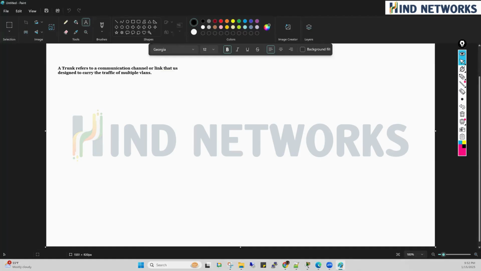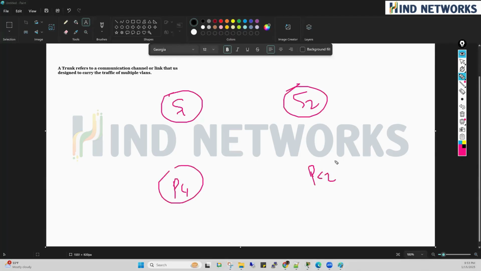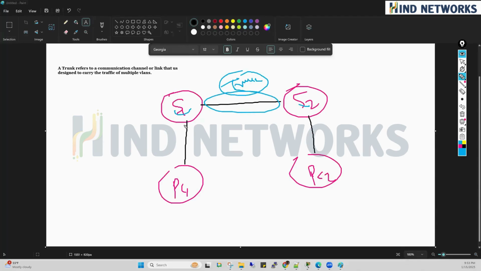So trunks are primarily used to interconnect switches. And one more thing, if anyone asks you a very basic question: that is switch number 1, that is switch number 2, here is PC number 1 and here is PC number 2, and I ask you to connect all the devices like this. Please remember, between the switches, we always use the trunk link. And between the switches and the devices, that is not the trunk. That is called an access link.